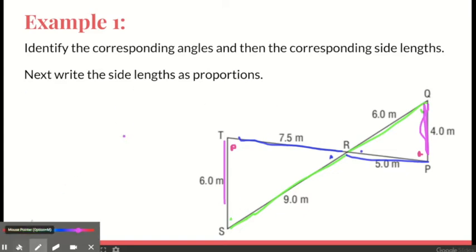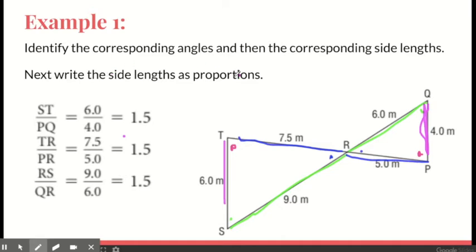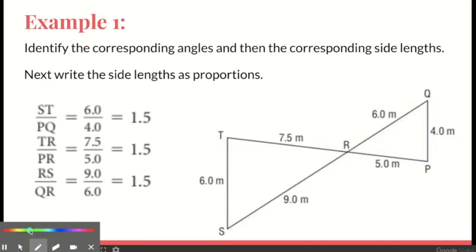Now it's asking to write the side lengths as proportions. So we're comparing side lengths, okay? Now notice here in my proportion, this is called a proportion or a ratio when we write them as division statements like this. We're starting with the same one each time. So ST, TR, and RS, they all come from this larger triangle, and then all the bottom numbers or measurements come from the smaller one.